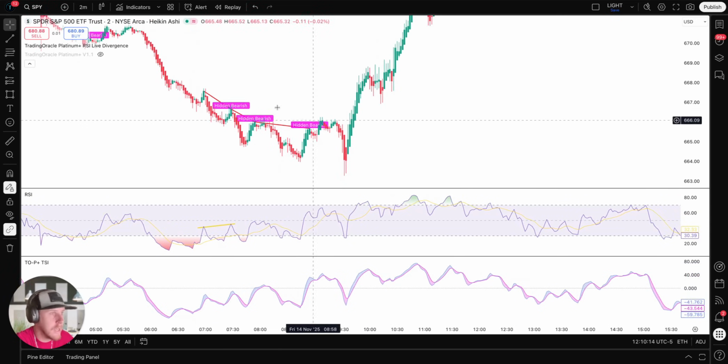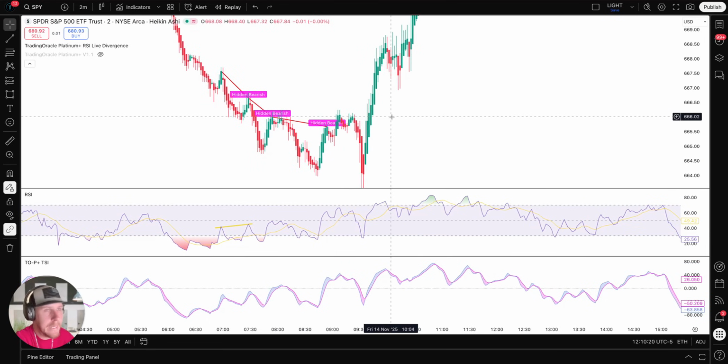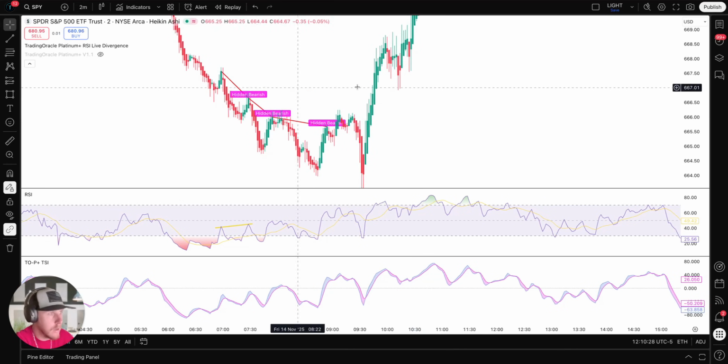And I did take the signals off here just because it cleans up the chart a little bit. You don't need the buy and sell signals there at the same time, but they do line up really well with the divergences.